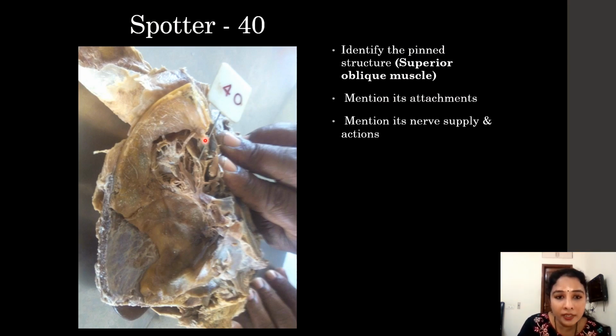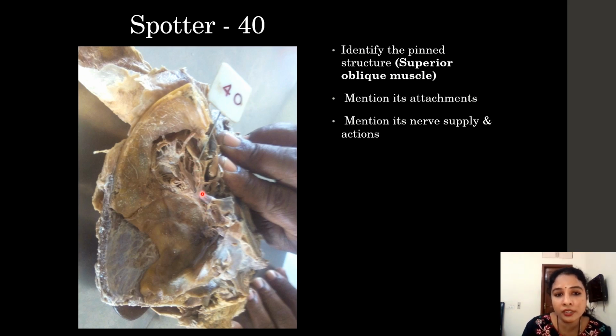Here is the superior oblique, which is present on the medial side. This is the superior oblique. So the next spotter in the orbit is the superior oblique, which is present on the medial side. The medial side, the tendinous muscle, you can see this is the superior oblique muscle.